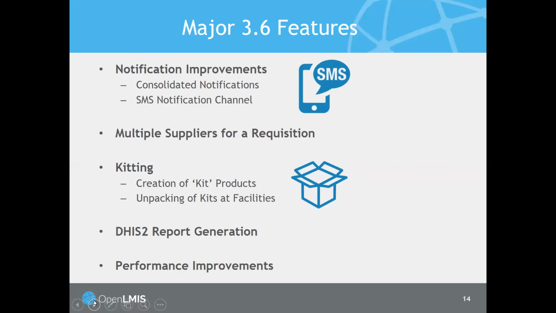The next area that we added for 3.6 is the ability to support multiple suppliers for a single requisition. So this means that a requisition can be fulfilled by multiple supplying partners. This is something that can be configured by administrators of the system, so that they can specify exactly which products would get fulfilled by which suppliers. The next feature we're calling kitting, and a kit is simply a product which contains other products. And so we have included within OpenLMIS the ability to create these kit products, but then we've also added the ability to do what we are calling unpacking a kit, which would be opening up a kit and then taking out the individual products that are contained within and adding those to the inventory at a specific facility.